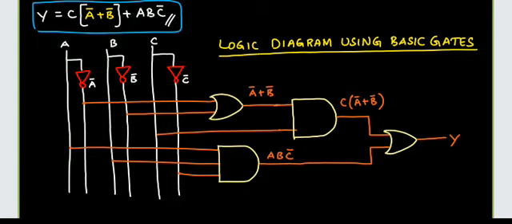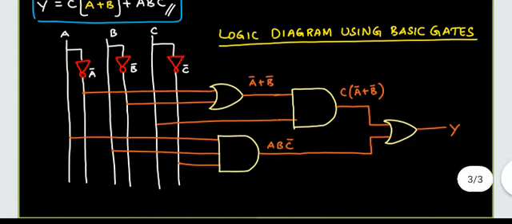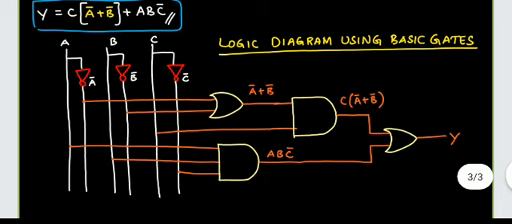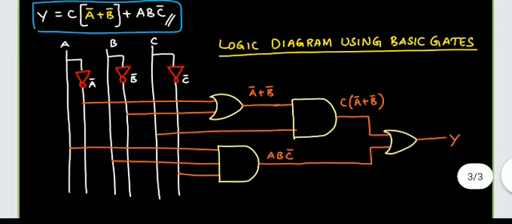Now the two terms are generated. Finally what we need to do? We need to add the two terms. For addition, which logic gate we need to use? We need to use OR gate. So OR gate is connected. Finally then we got the output Y. So this is the logic diagram using basic gates.